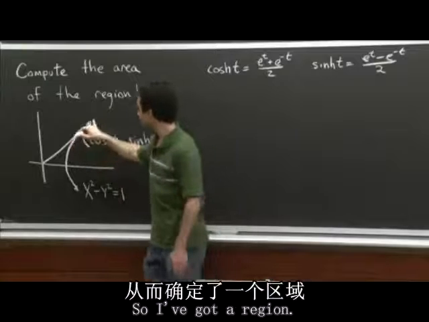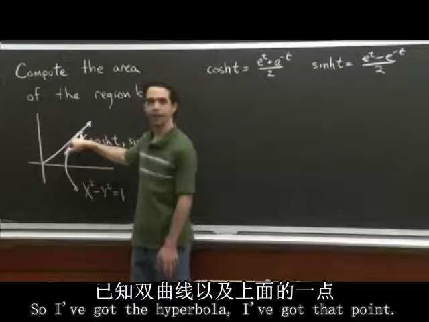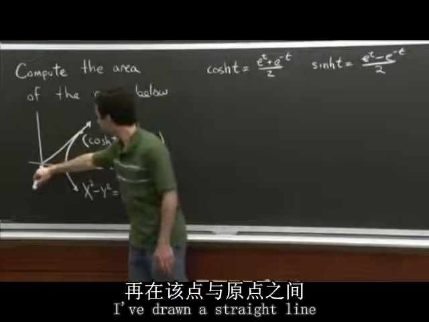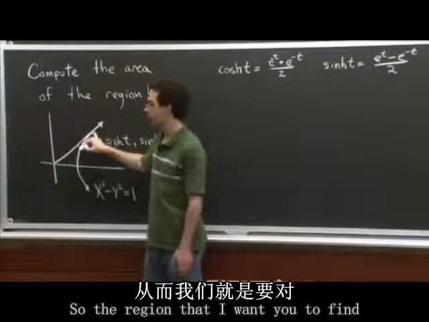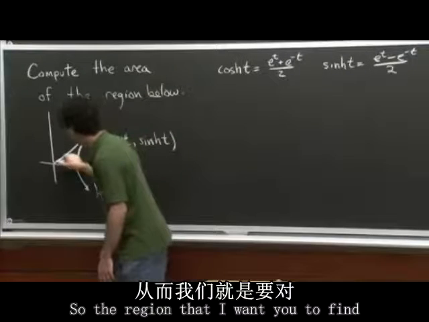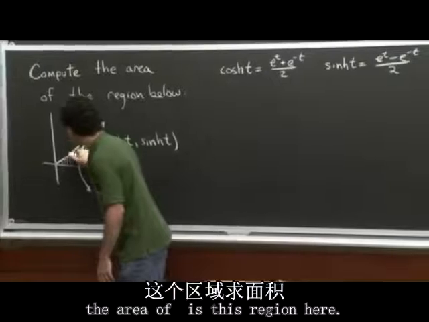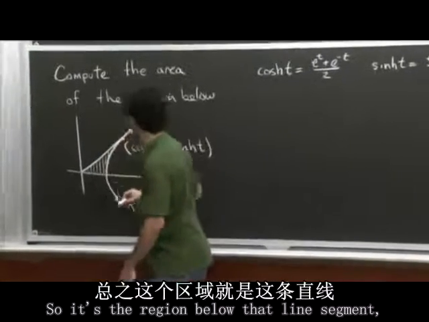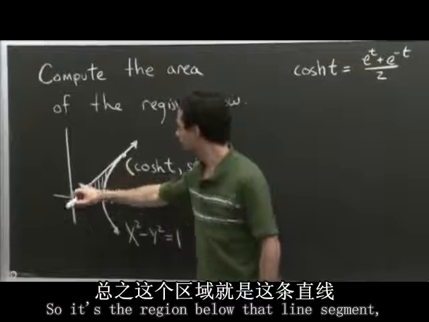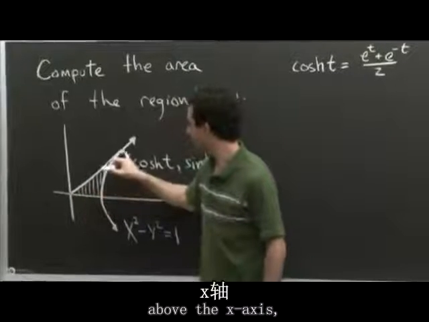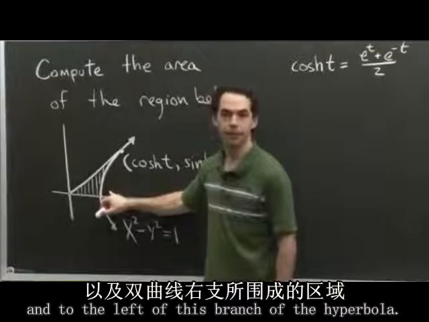So I've got a region. So I've got the hyperbola. I've got that point. I've drawn a straight line between the origin and that point. So the region that I want you to find the area of is this region here. So it's the region below that line segment, above the x-axis, and to the left of this branch of the hyperbola.